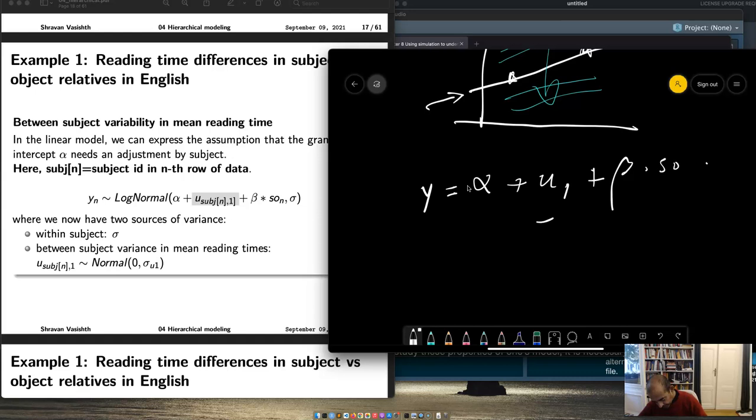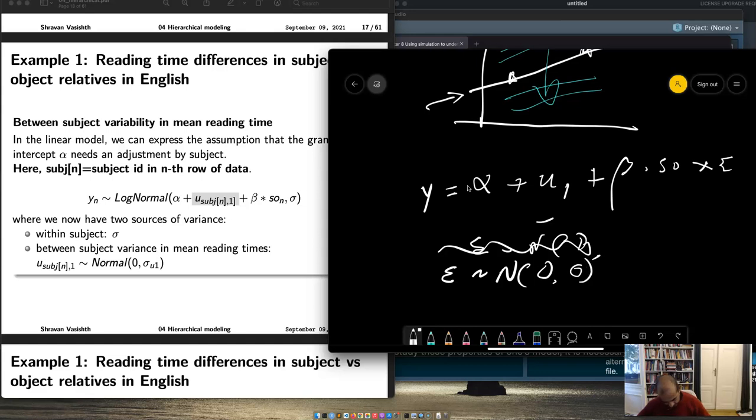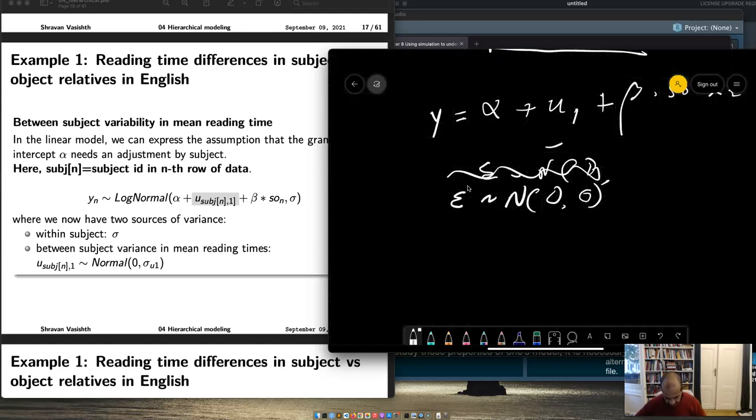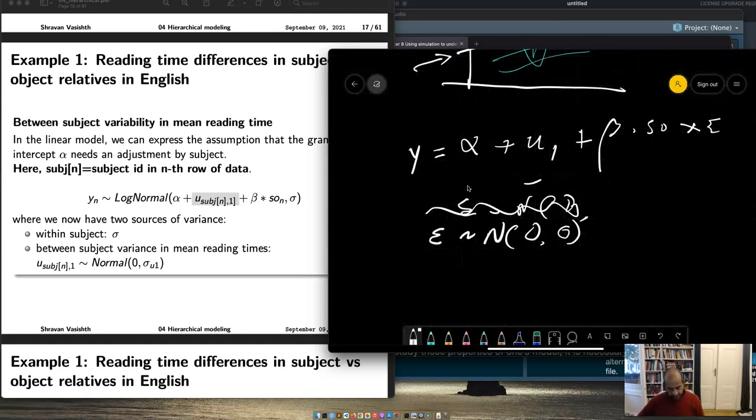Beta times SO plus epsilon, right? The epsilon is my variance component. Sorry, this is terrible handwriting. Epsilon is the variance component with mean 0, normal distribution with sigma as the standard deviation. So that's how we've learned to write the model.